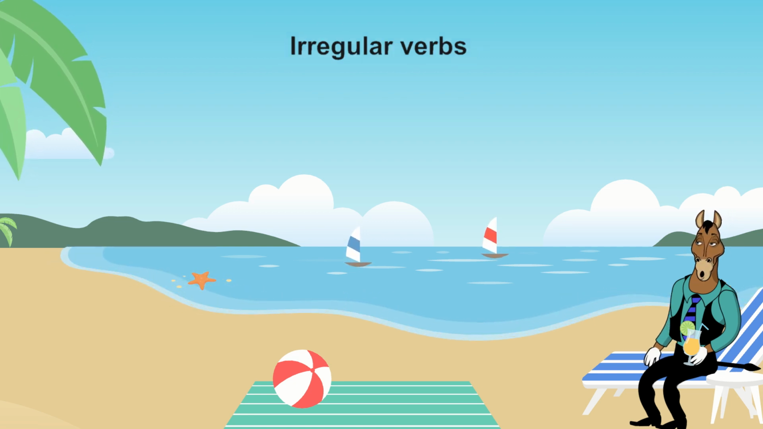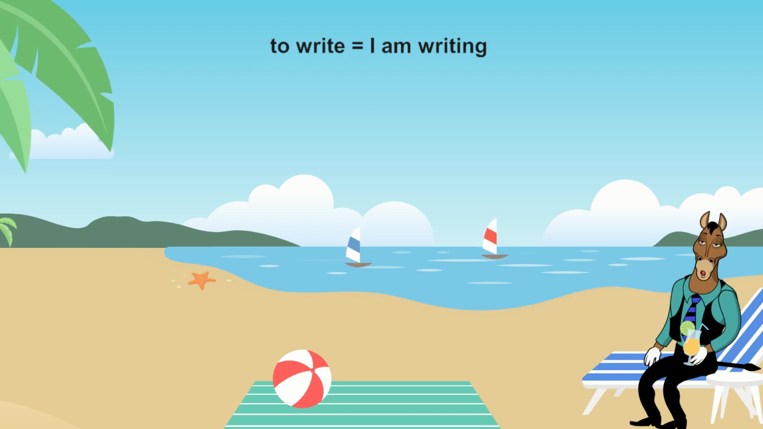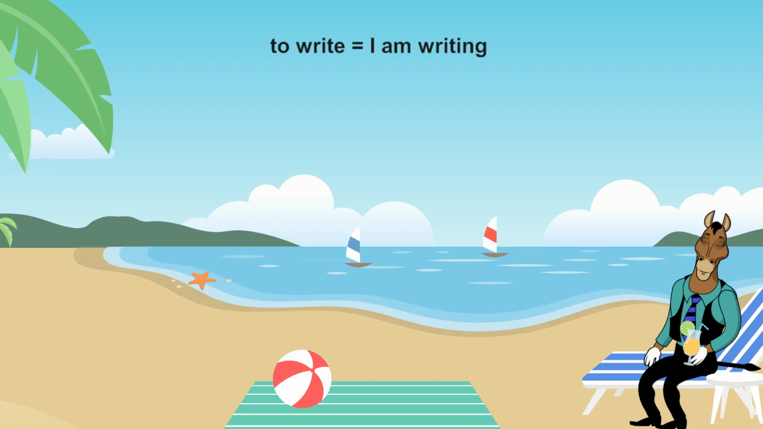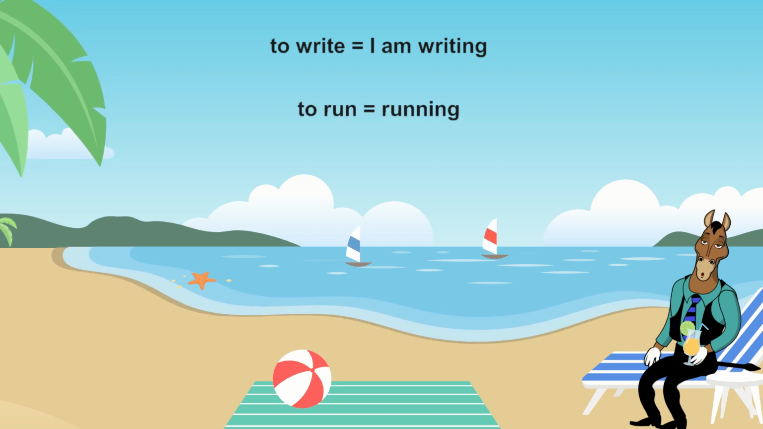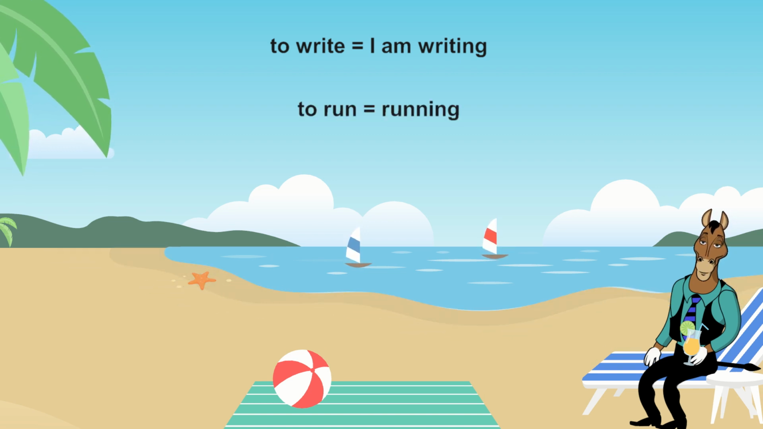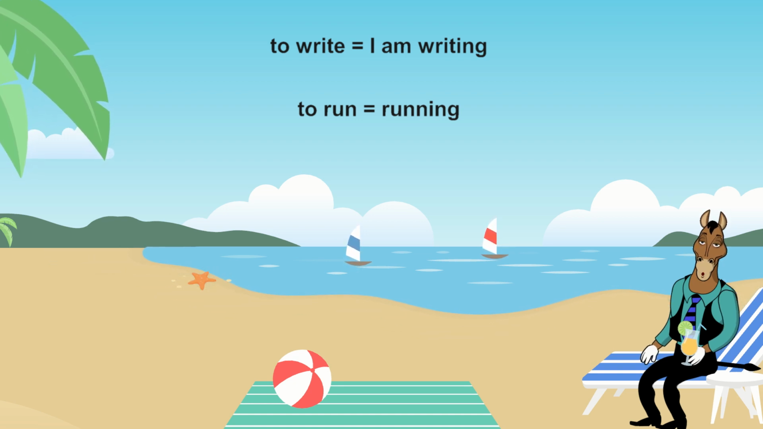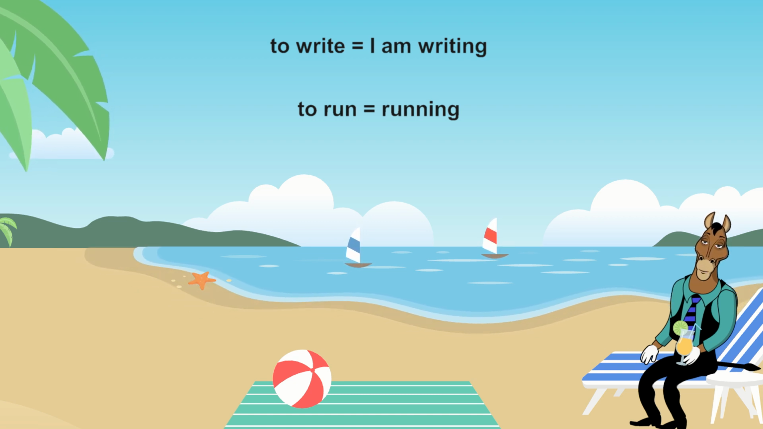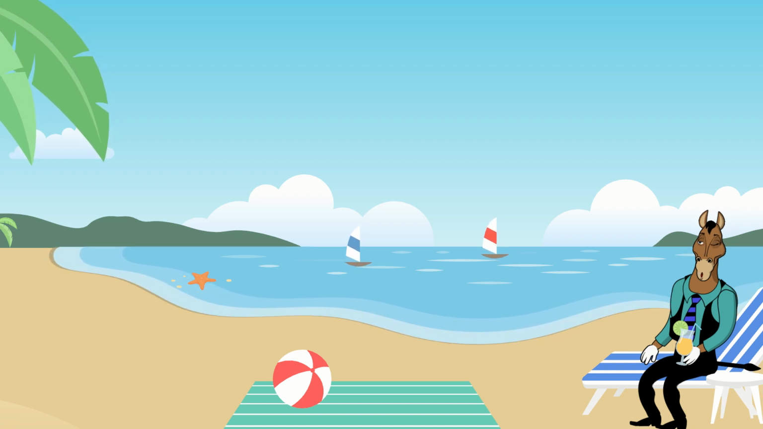Irregular verbs are what makes learning verbs difficult. In English, we had to memorize that to write becomes I am writing, where we drop the E before adding ing, or to run becomes running, where we need to add a double letter before adding ing. But through repetition, we remember all of the differences in the verbs until we just know them. This process is the same in Croatian.